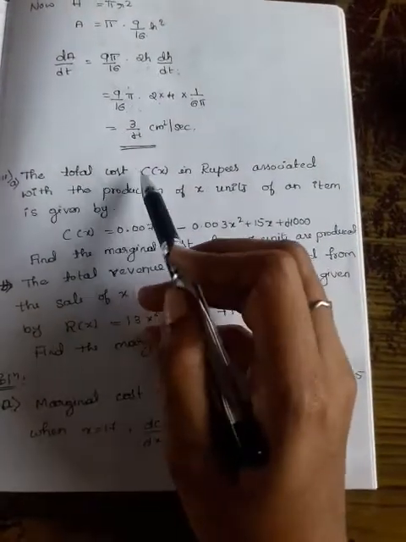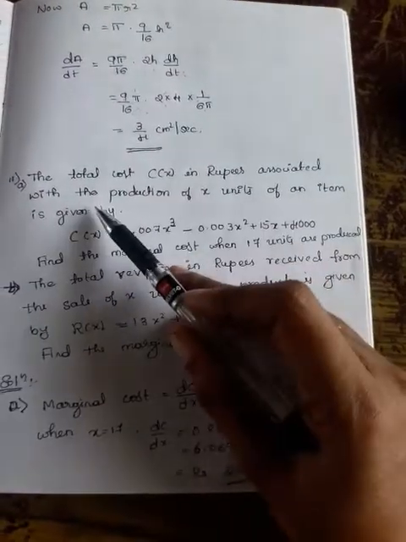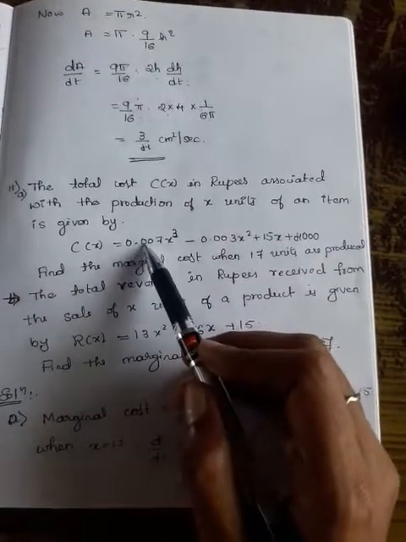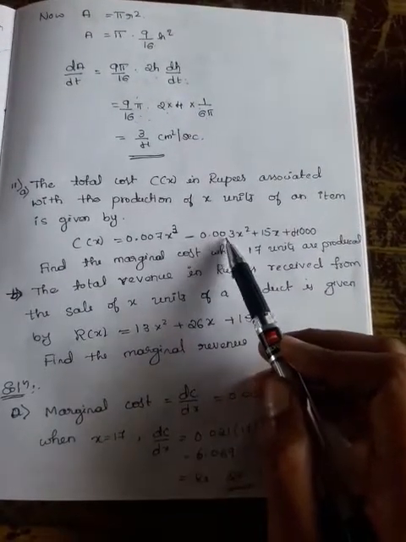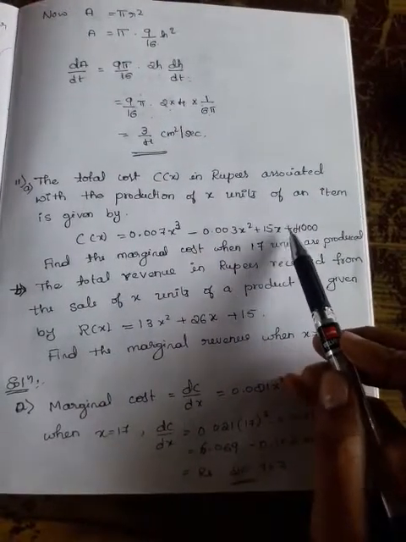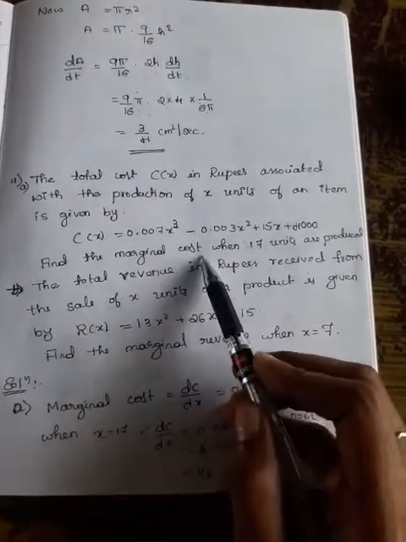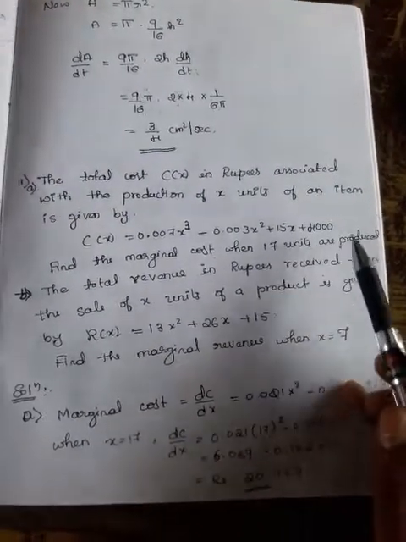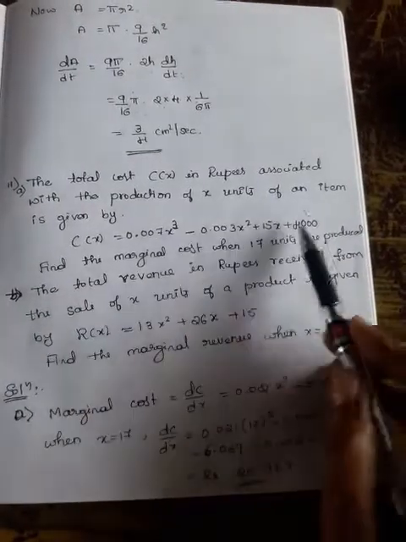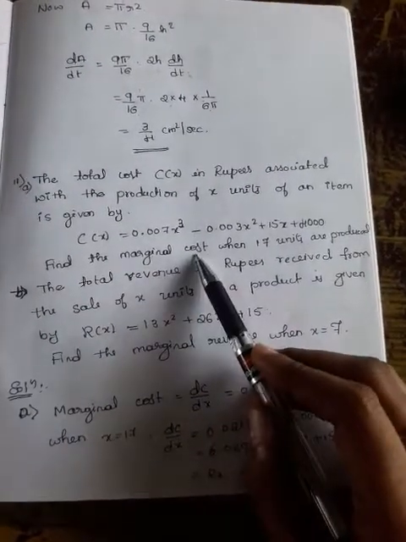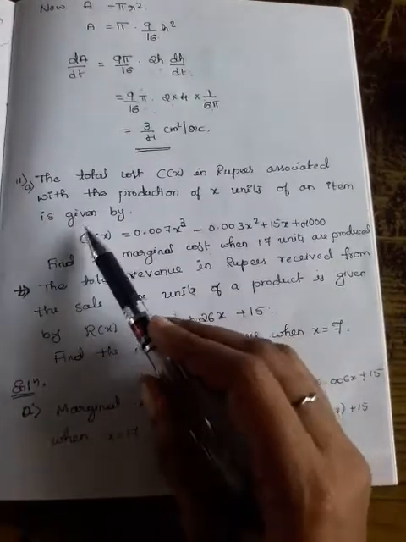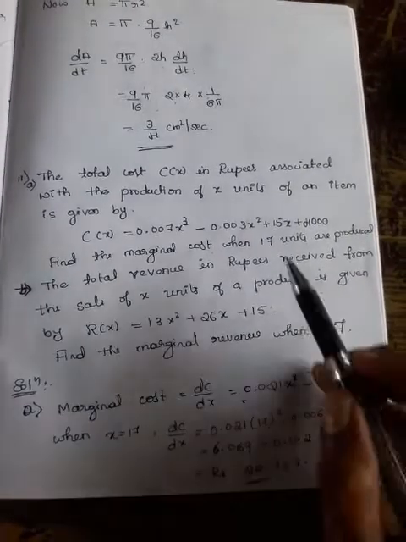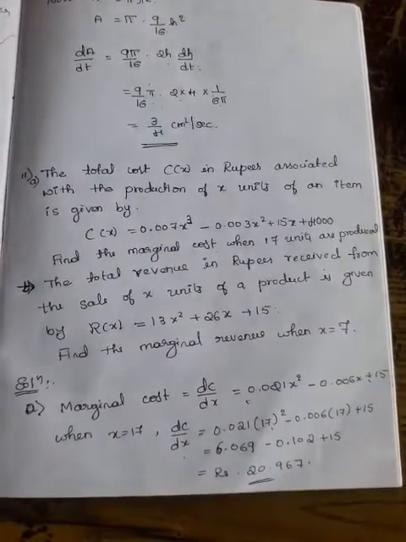The first one is: the total cost C of x in rupees associated with the production of x units of an item is given by C of x is equal to 0.007 x cube minus 0.003 x square plus 15x plus 4000. Find the marginal cost when 17 units are produced. What is given? C of x, the cost value, is given. We have to find the marginal cost. For that we have to differentiate the cost value, that is, at x is equal to 17 we have to find dC by dx.